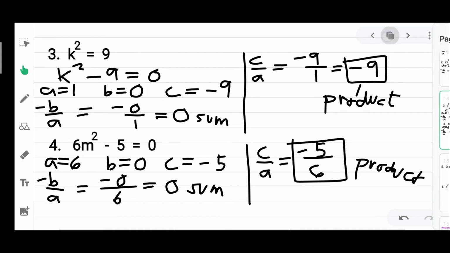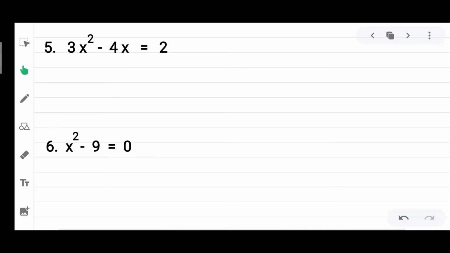For our fifth example, we have 3x squared minus 4x equals 2. So kung napapansin natin, hindi siya naka-standard form. So kailangan muna natin i-standard form para mahanap natin yung values ng a, b, and c. So yung 2, kailangan nating ilipat sa kabila. Okay, so bring down, just copy 3x squared minus 4x. Pag nilipat natin si positive 2 sa kabila, magiging negative 2 na siya. Then equals 0 kasi wala nang natira. Okay, naka-standard form na siya.